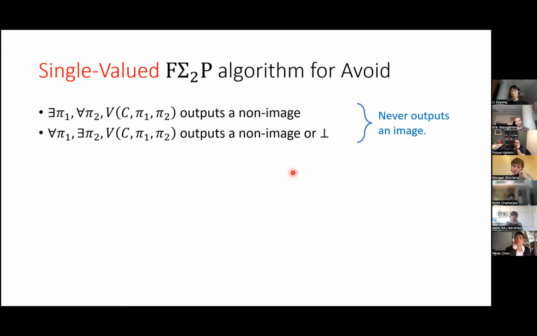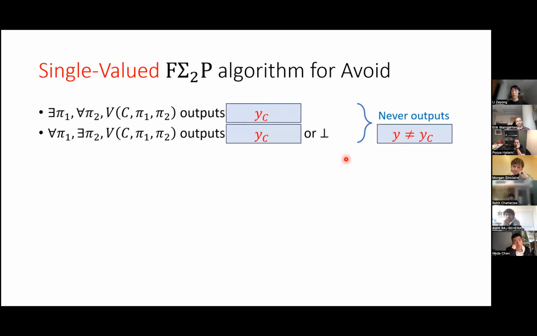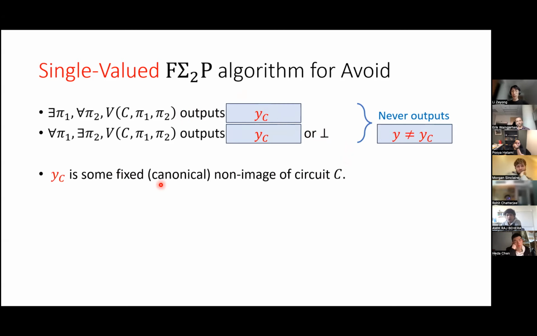Now if we throw in the requirement that the algorithm should be single valued, here is how the definition changes. Before, it either outputs a non-image or it outputs bottom. Now, whenever the verifier outputs something that is not bottom, it should be some fixed string YC, which is a canonical non-image of the circuit. So now I'm not happy with any non-image. I only want a specific non-image. And that's exactly what it means to be single valued. There is some consistency happening here.